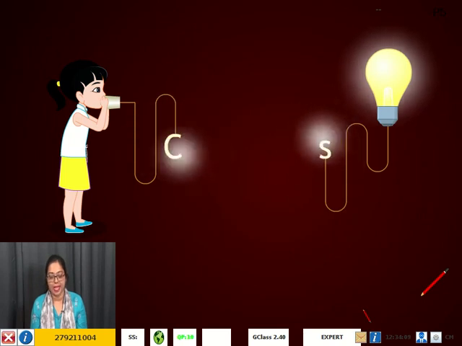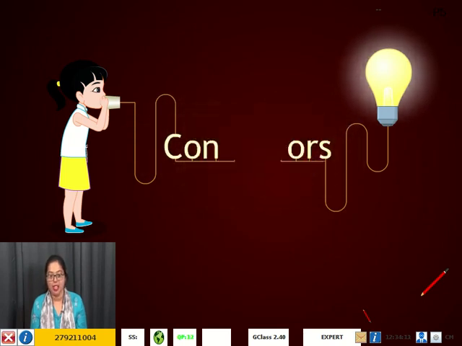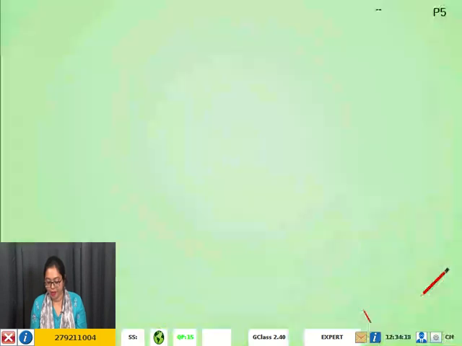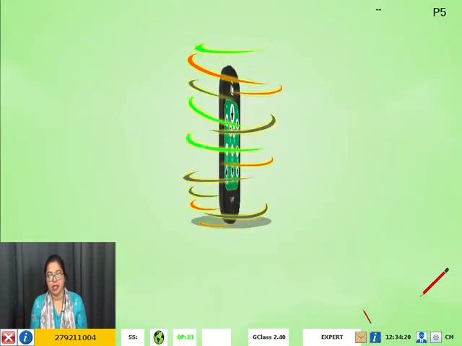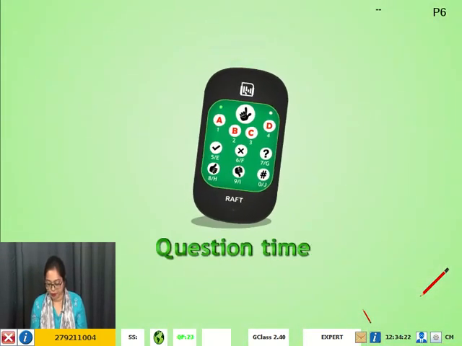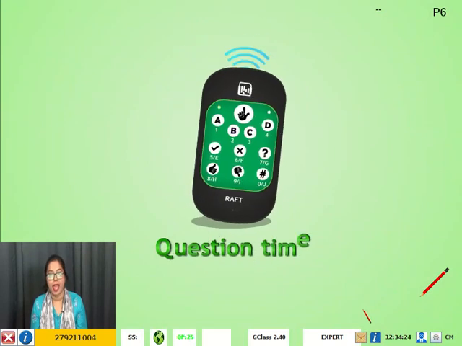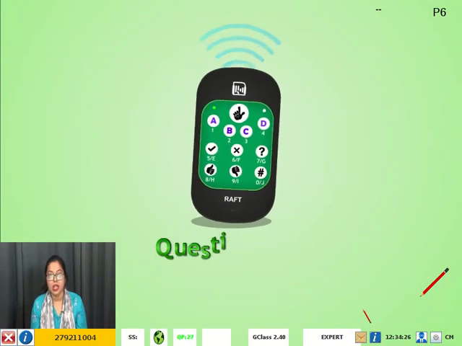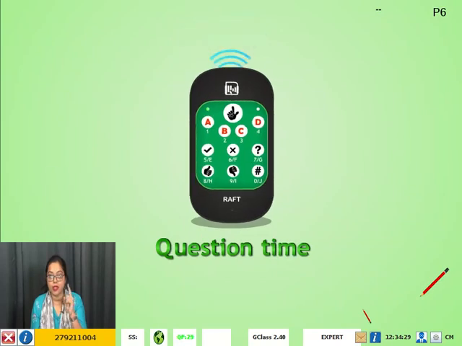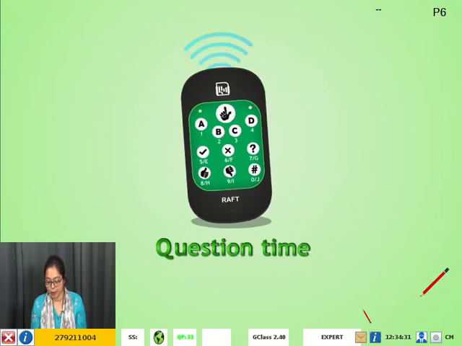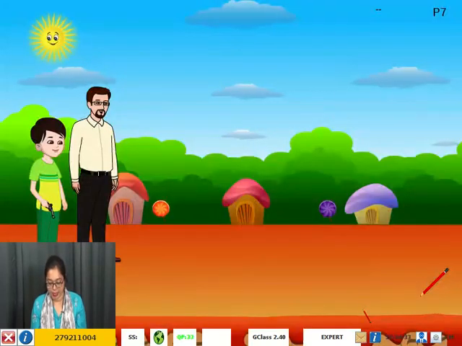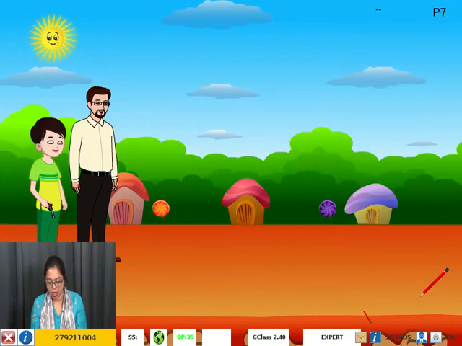Now you see today's topic, I guess it will be mentioned here. Yes. So today's topic is connectors. We have already discussed connectors, conjunctions. Okay. So now there is a question for all of you. There will be a question and there will be 4 options. So among the 4 options, you have to choose the correct answer and I'll be giving you some time to answer it. Okay.